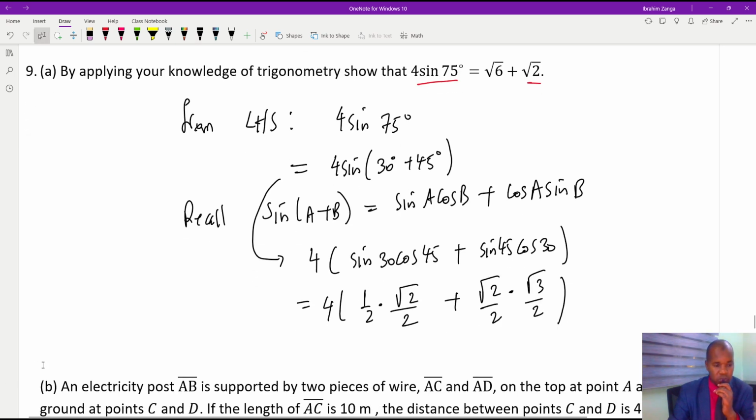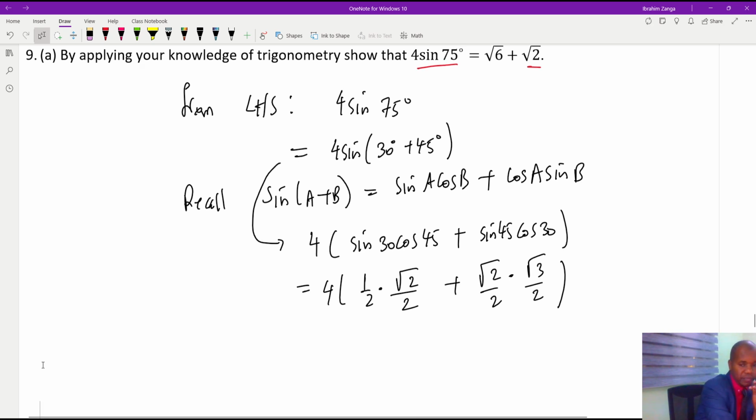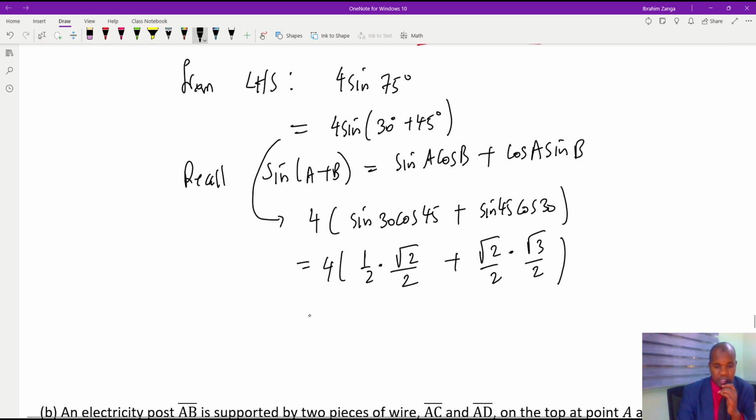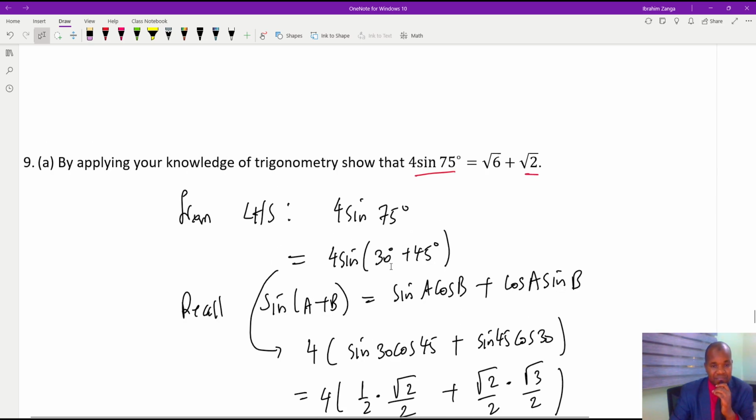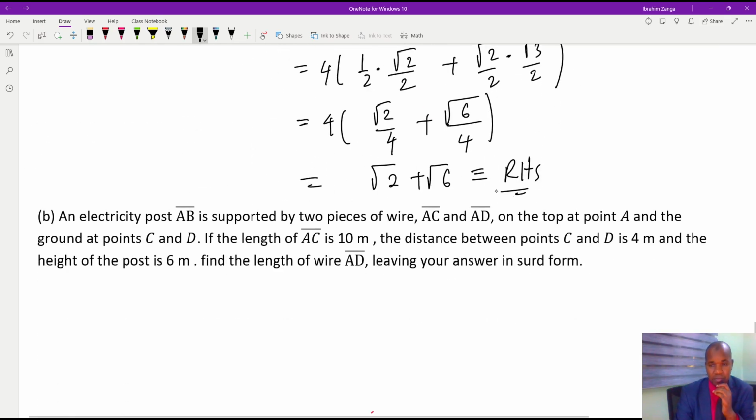When you combine these two expressions, we have 4 in the bracket, square root of 2 over 4 plus the square root of 6 over 4. You open the bracket, you have a square root of 2 plus the square root of 6, which is equivalent to the right hand side expression. And so we can say hence shown.